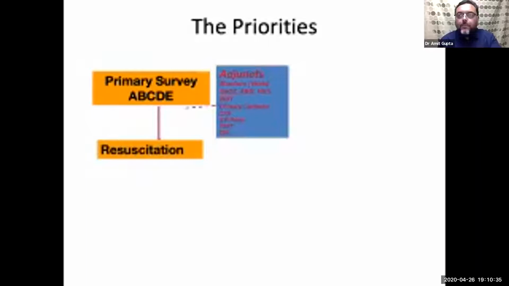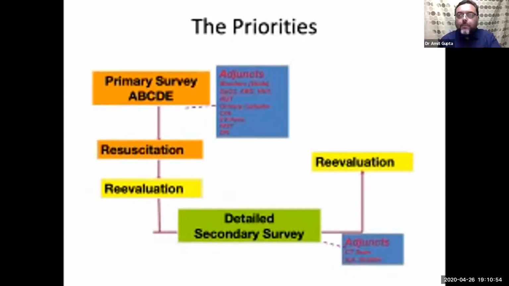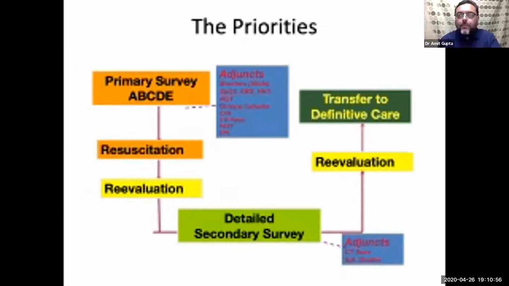Once you're sure that the reevaluation has been done and the patient is getting stabilized, only then you move on to knowing the actual injuries of the patient, which is done in a detailed secondary survey. You can this time use adjuncts such as CT scan or special studies. Keep on reevaluating the patient till the patient can be transferred to definitive care. Remember that there might be instances where you have to transfer to the OR right after the primary survey if the patient is not getting stabilized.